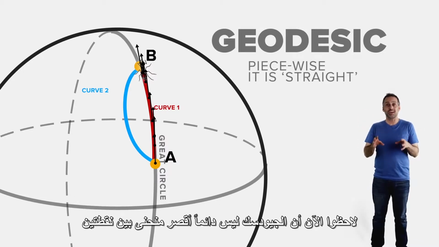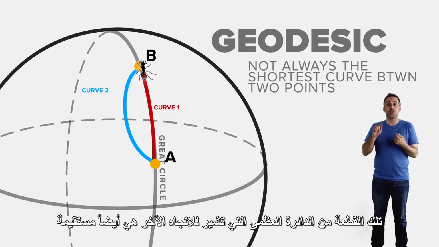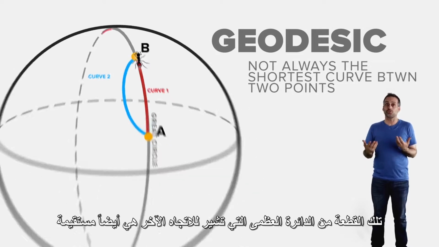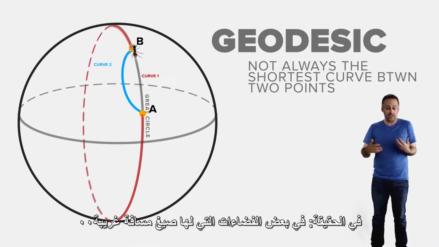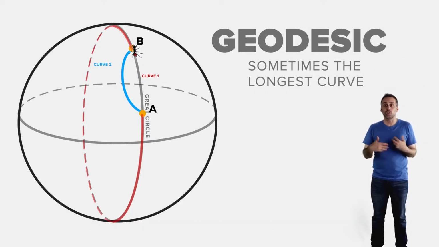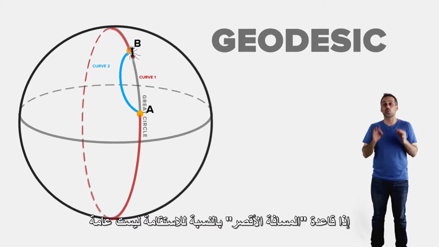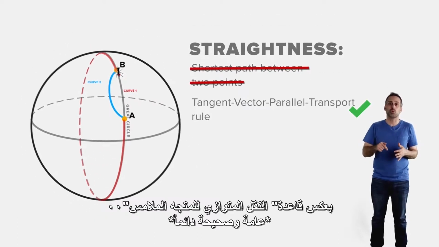Now note that a geodesic is not always the shortest curve between 2 points. That piece of our great circle that points the opposite direction is also straight, even though it's not the shortest curve joining A and B. In fact, in some spaces that have weird distance formulas, like flat spacetime, geodesics are sometimes the longest curves between 2 points. So the shortest path rule for straightness doesn't generalize, but the tangent vector parallel transport rule does.